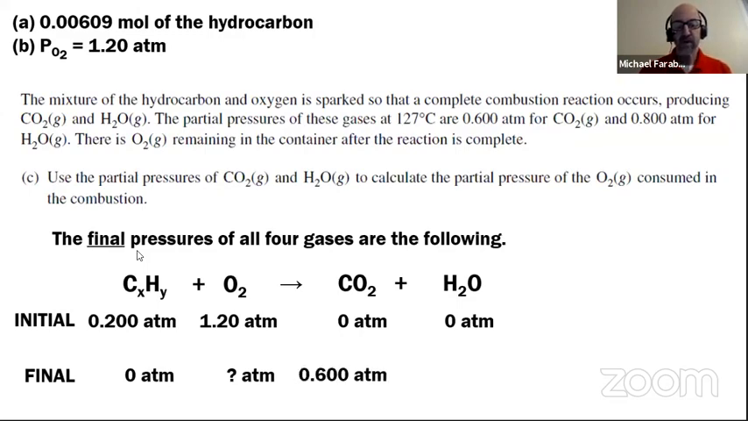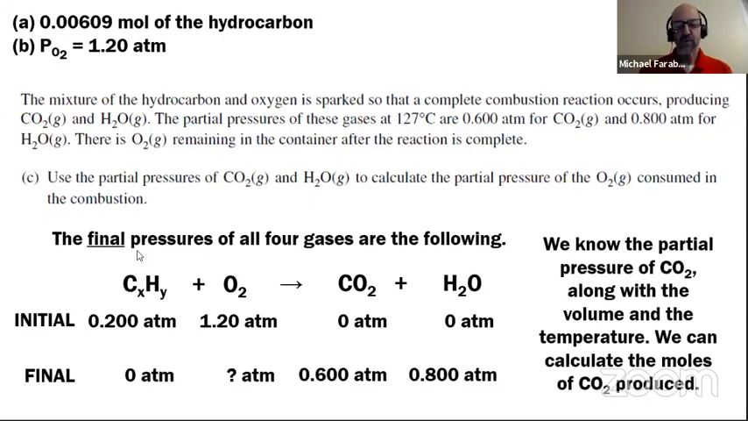We also know that we have 0.6 atmospheres for the pressure of the CO2 and 0.800 atmospheres for the pressure of the water. So if we know the partial pressure of the CO2, along with the volume and the temperature, so we still have a 1 liter container, we still have a temperature of 127 degrees Celsius or 400 Kelvin, then we can calculate the number of moles of CO2 produced. And this will help us get closer to our answer.